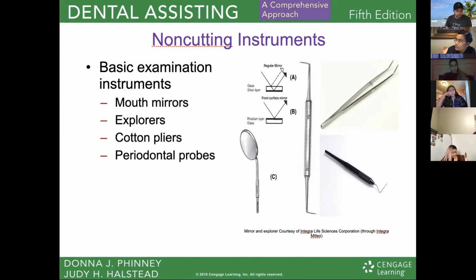The tips can be straight or they can be angled, depending on the type of cotton pliers your dentist likes in their office. The periodontal probe is what we see here with the plastic black handle. This is used to measure the depth of the gingival sulcus, which is the area between the tooth and the gum tissue. They'll sink it in between the tooth and the gum tissue until it hits the bone, and they'll measure that in millimeters. There are little graduated markings on the very tip of that periodontal probe, and they'll use that to measure the pocket depths.